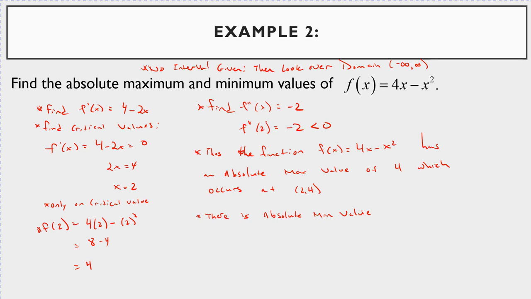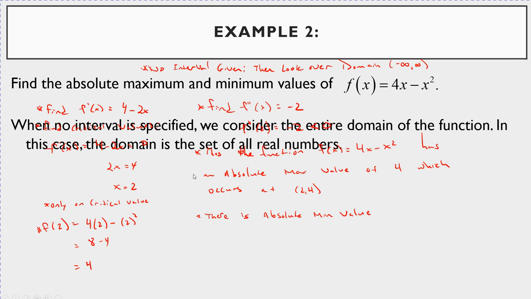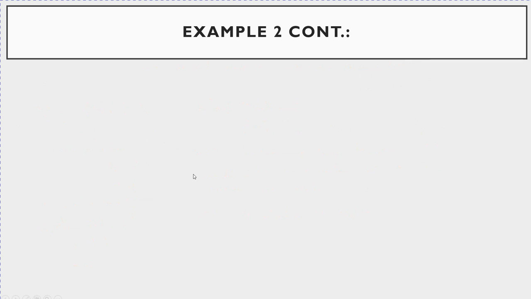And that's because if you look at the graph of this, the graph is a parabola opening downward, so it just decreases without bound forever. So there cannot be an absolute min because it goes down and down and down to negative infinity. All right, let's just do one last quick example here.